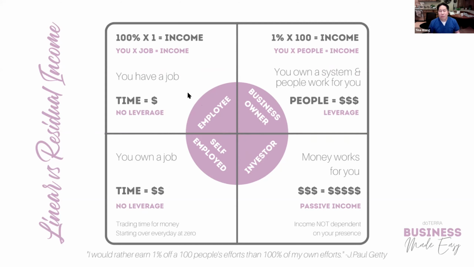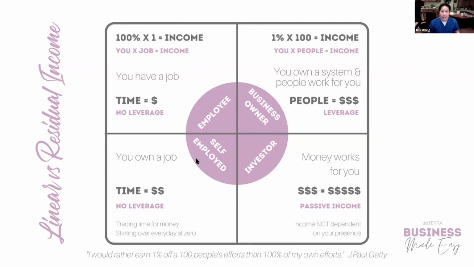This quadrant is probably 90% of people. These are employees. You work for a company, and at the end of the year or in January, you get something called the W-2. That tells you how much you made, not how many hours you work, but the hours you put in equals the money that you get in. So 100% of your efforts times your one job equals your income. Okay? And so what you have as an employee is a job. Your time does equal money, but you don't really have leverage. You may have limitations on how much overtime you get and what your job salary is.